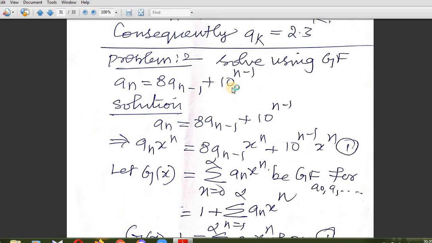So let us solve. The given recurrence relation is a_n equals 8a_(n-1) plus 10 to the power n-1. Multiply both sides by x power n. You'll get 8a_(n-1) x power n plus 10 to the power n-1 x power n. How does this come? Multiplying both sides by x power n. You will get equation number 1.